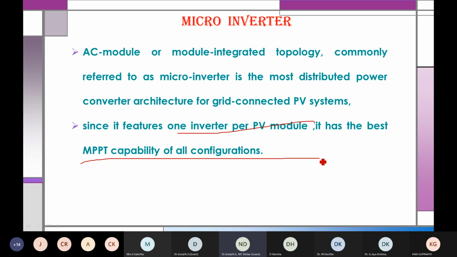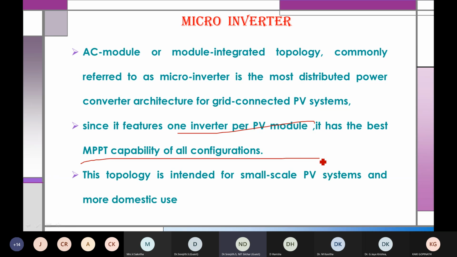But the cost is a bit higher, and range extension is not an issue. Just add a number of panels. That's all. Okay, clear? And this is mostly used for small scale PV systems. Small scale PV system, you can see the power capacity is up to 300 watts. So for small scale systems, you can go for this micro inverter. See, from the name itself, it's clear, right? Micro inverter, so small size inverter.